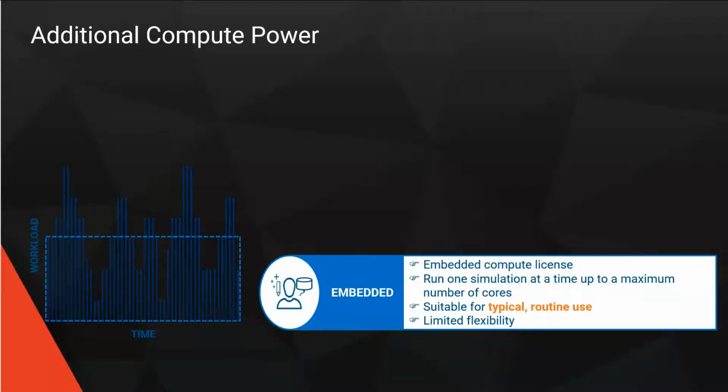So most people, for research, or if you want to experiment, or you just don't need a massive amount of computation, the embedded license is fine, works great. That's all you would need.